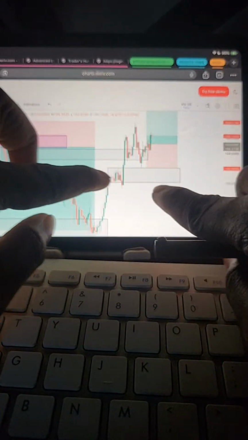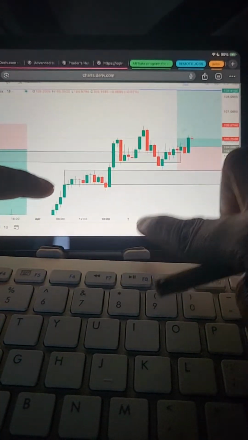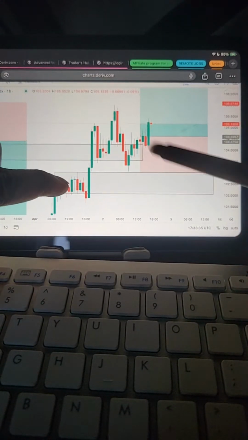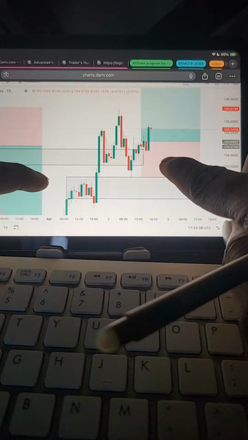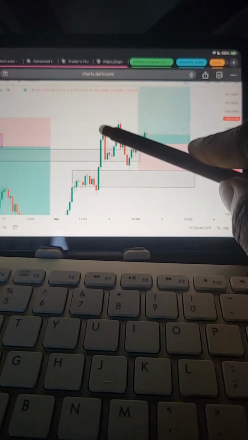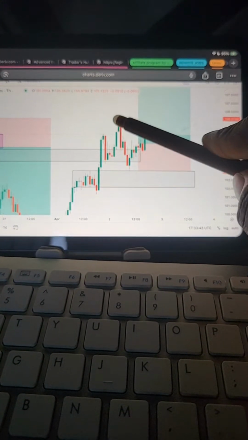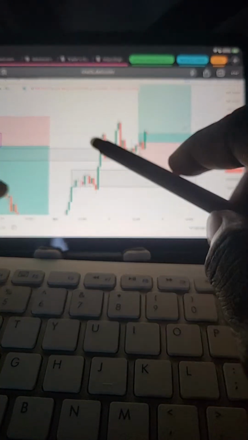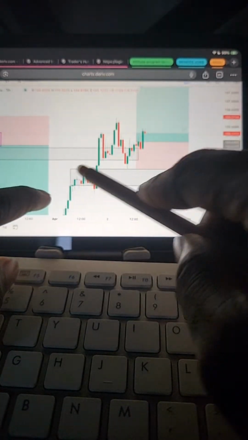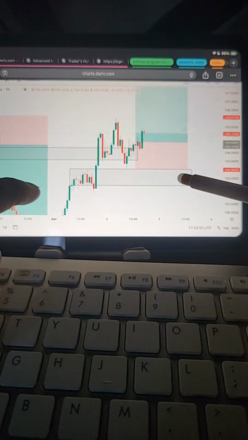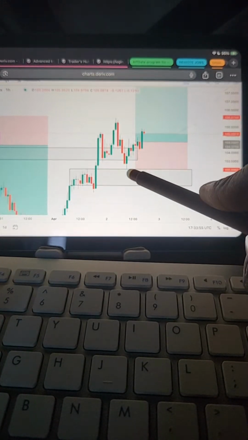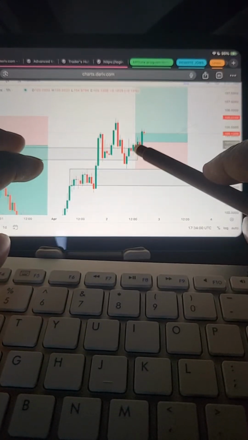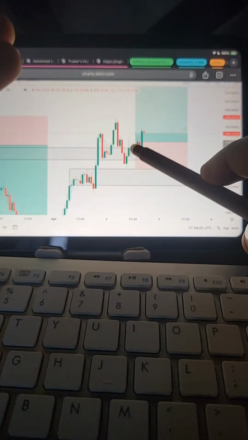So let me show you something unique that happened inside this price range that made me want to buy from here. When price broke structure, it did a pullback, it broke structure again. If you look at this zone that I marked out, here is my area of interest. So when price pulled back to that zone, I started to wait for price to give me that confirmation that it is ready to pull up.